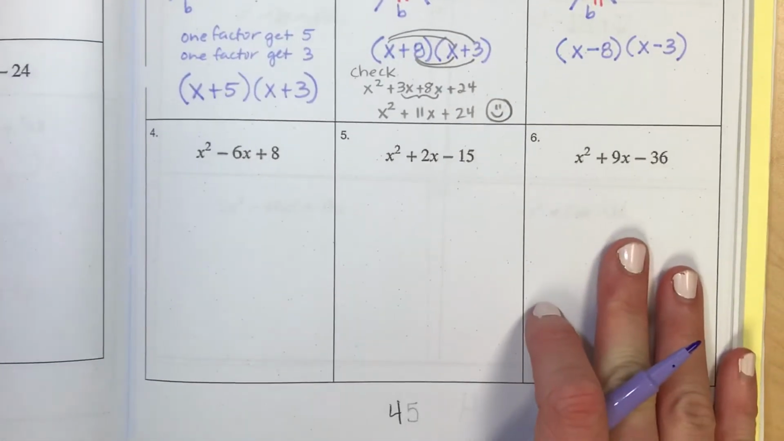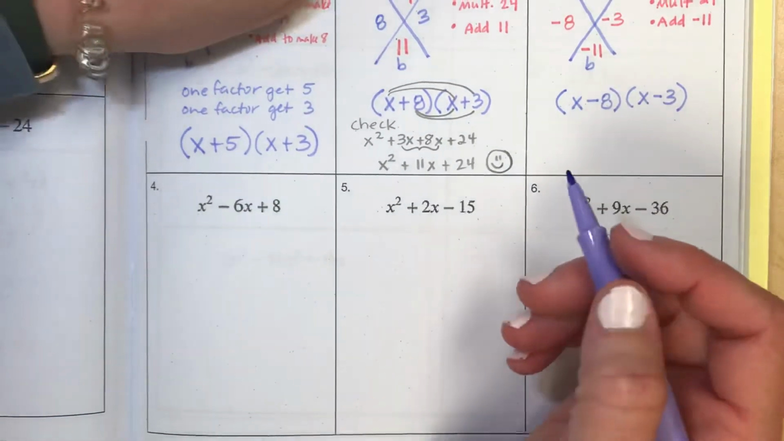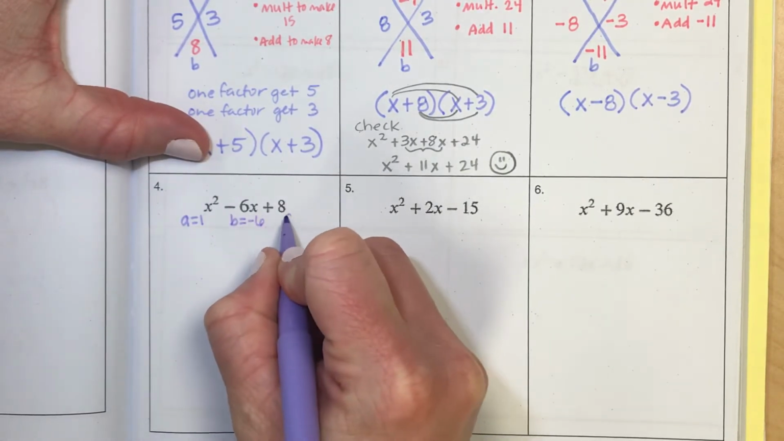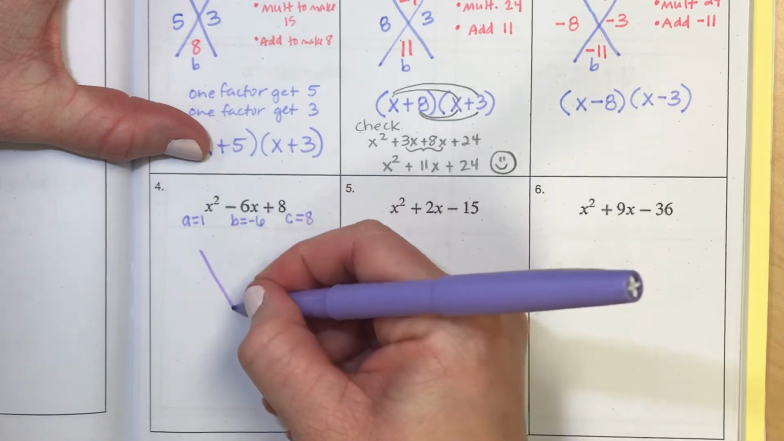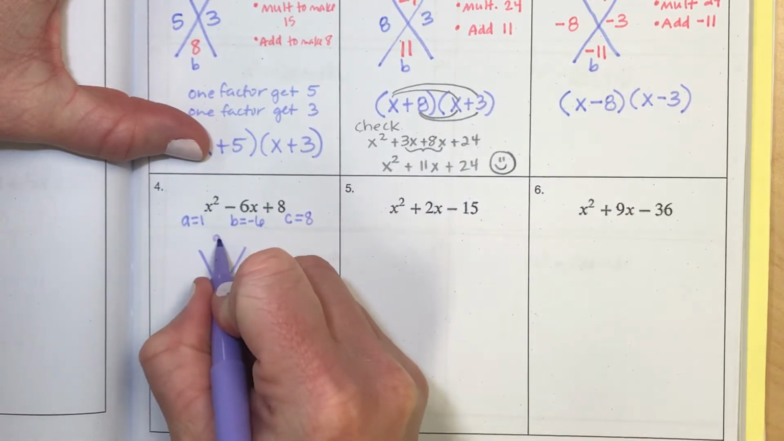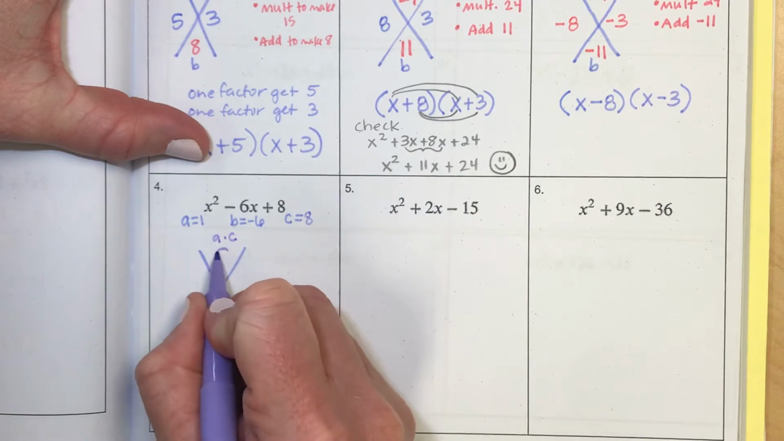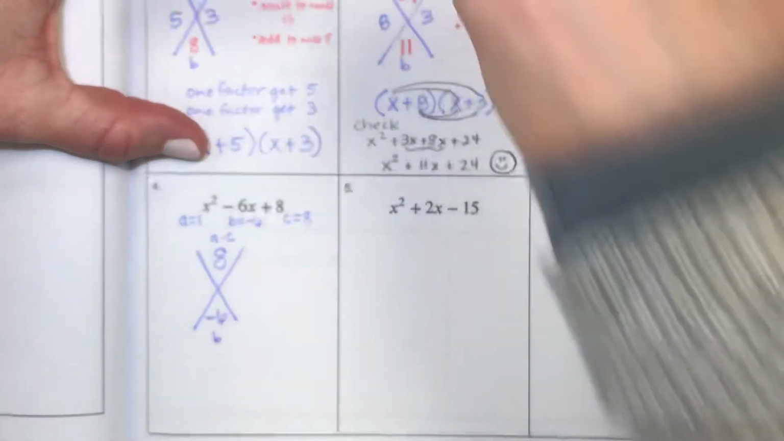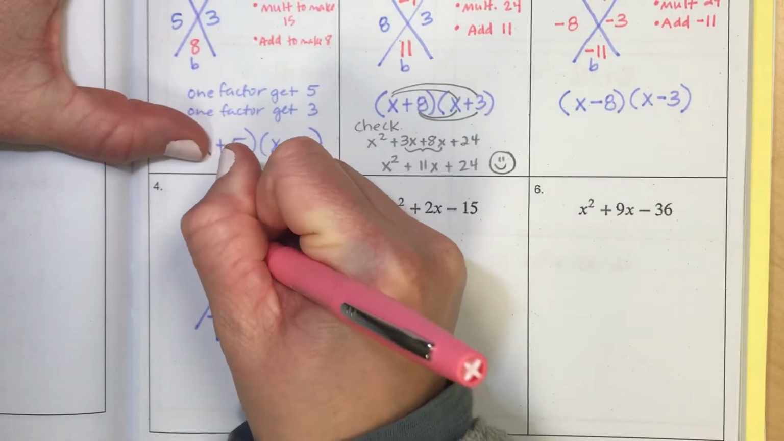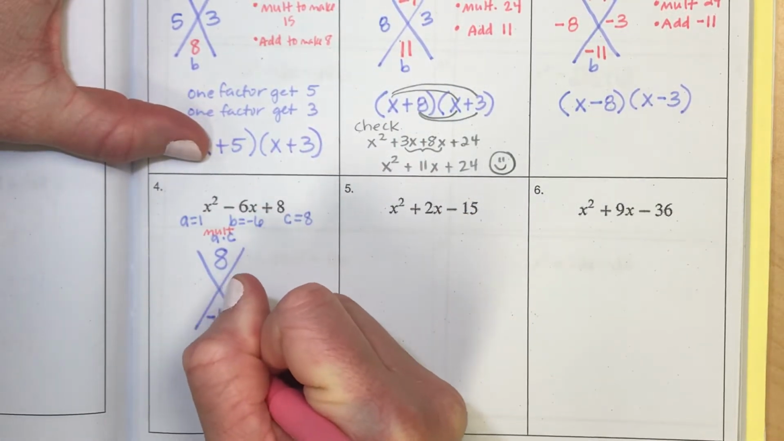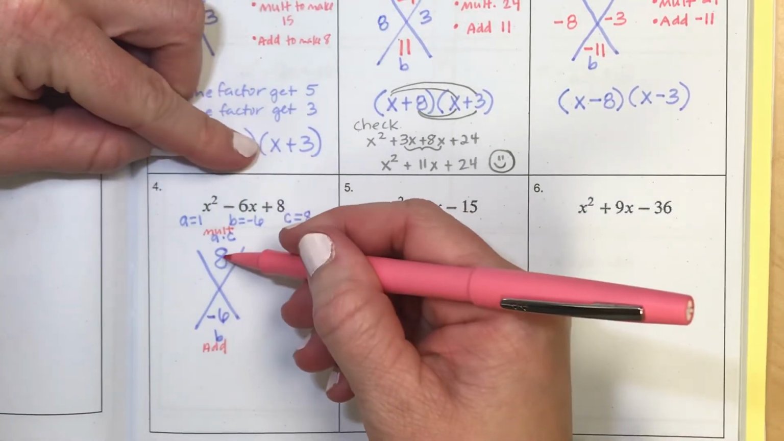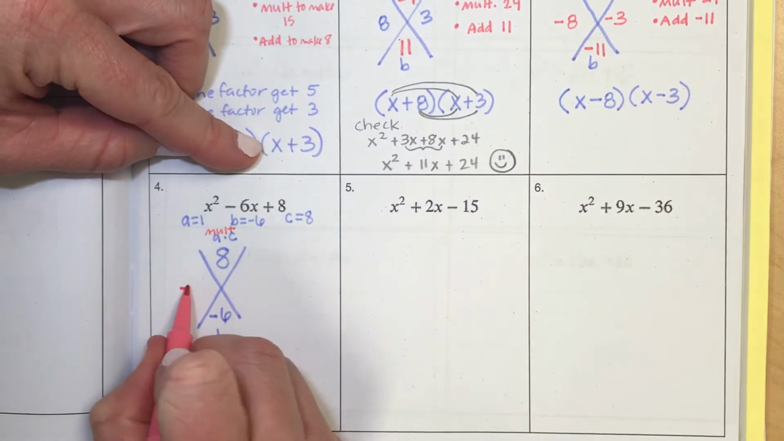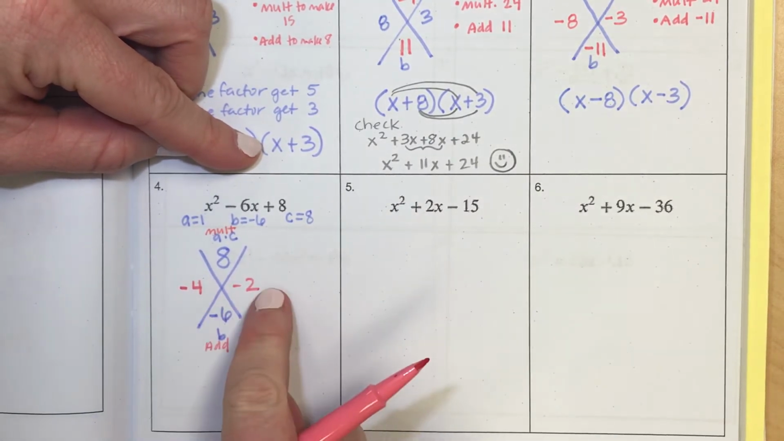I have 3 more examples here. All right, so again, my a equals 1, b here equals negative 6, and c equals 8. Our a times c goes at the top, so 1 times 8 is 8. My b goes at the bottom, which is negative 6. And so maybe I'm just going to write here, we want to multiply to make the top and add to make the bottom. So what two numbers multiply to make 8 and add to make negative 6 at the same time? A negative 4 and a negative 2.